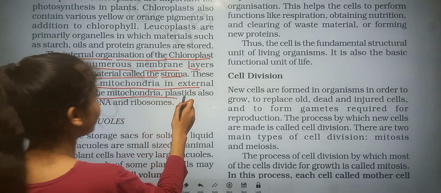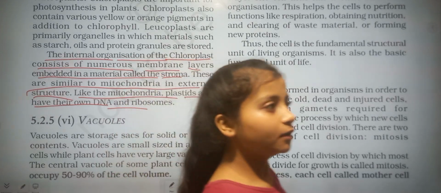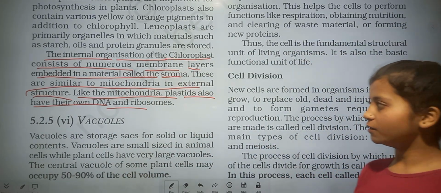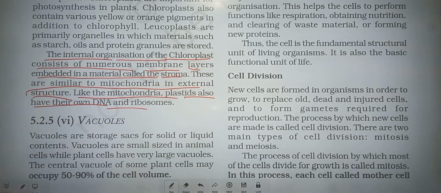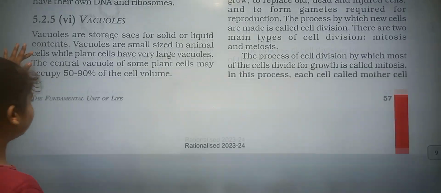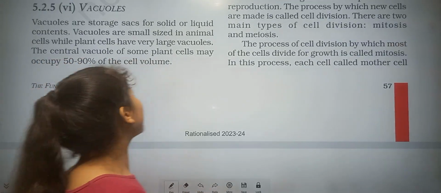Like mitochondria, plastids also have their own DNA and ribosomes. Next one is the vacuole, which is a very important organelle of the plant.